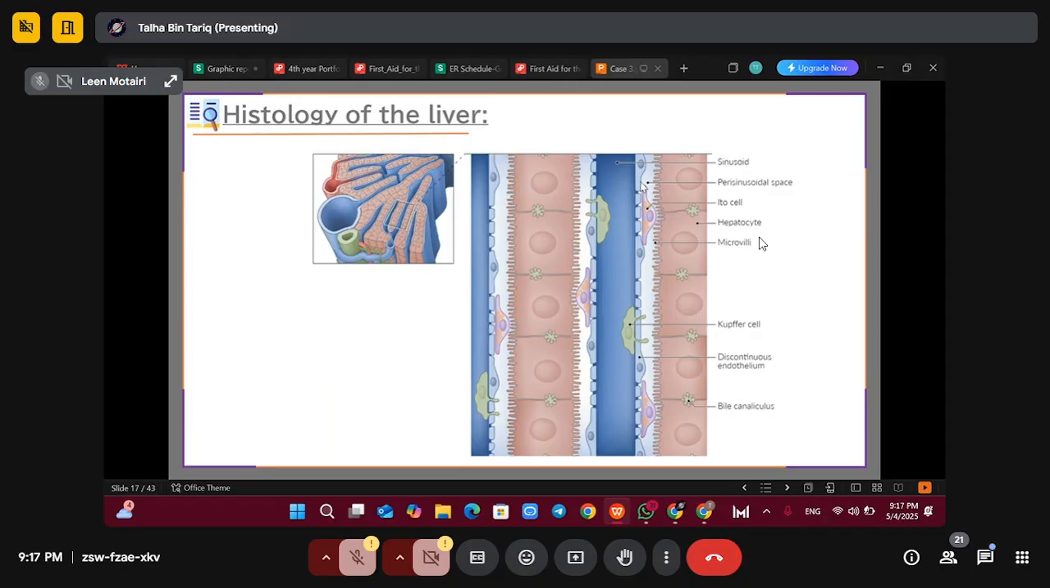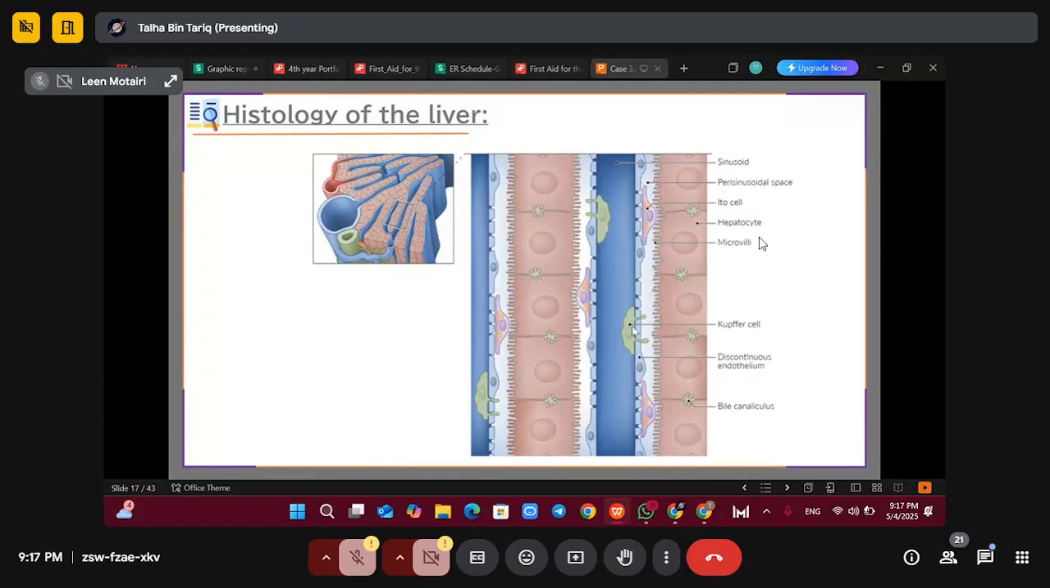Whenever there's damage to the liver, inflammation, fibrosis. Inflammation leads to fibrosis. So what is causing the fibrosis? The ito cells. Where are the ito cells? Ito cells are present within the perisinusoidal space. You will definitely get an MCQ about the function of the ito cells or the stellate cells.